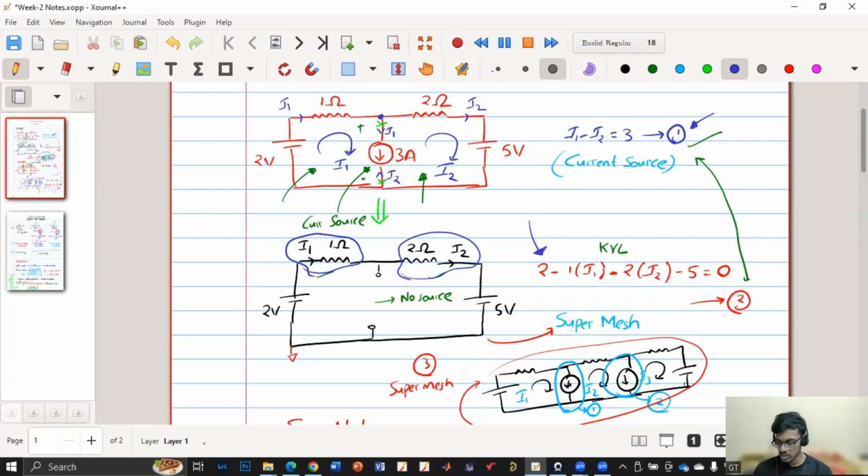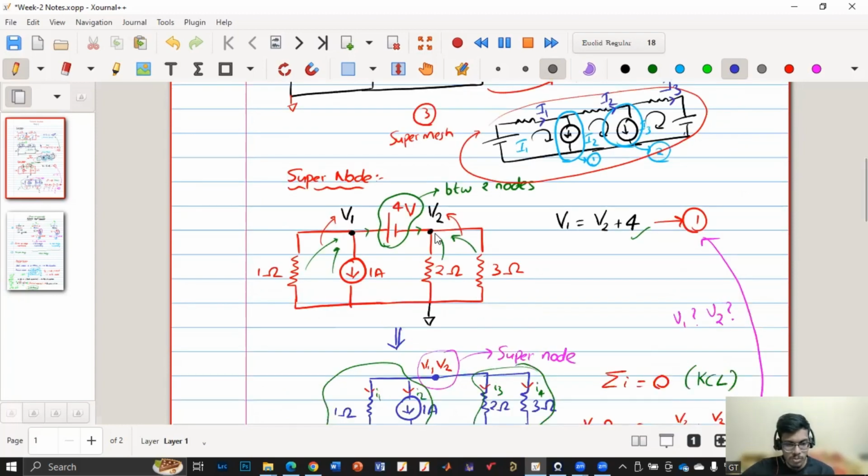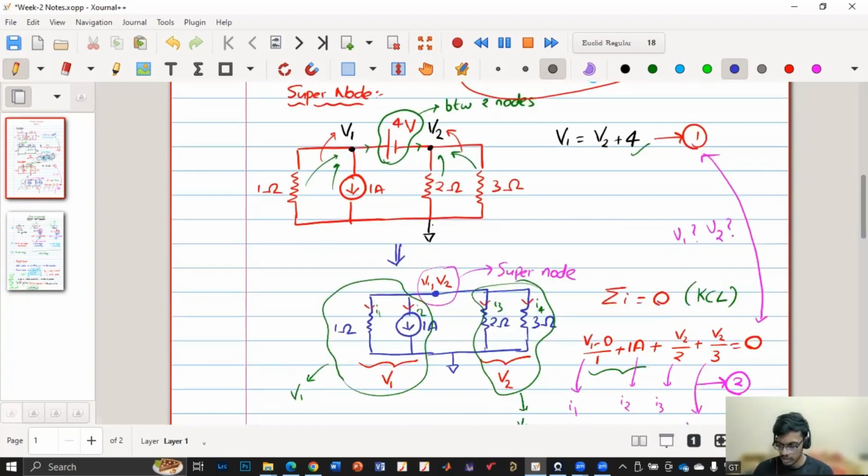The trick is you just have to remove the current source and see which element is carrying what current when the current source is connected in the circuit. Using the same currents, you have to apply KVL. Here also, in this circuit, I1 is flowing in this, I2 in this, and I3 in this. Even after removing these current sources, I'll keep the currents the same and apply the KVL to get the third equation. Similarly, in the supernode, this voltage is at V1, this voltage is at V2.